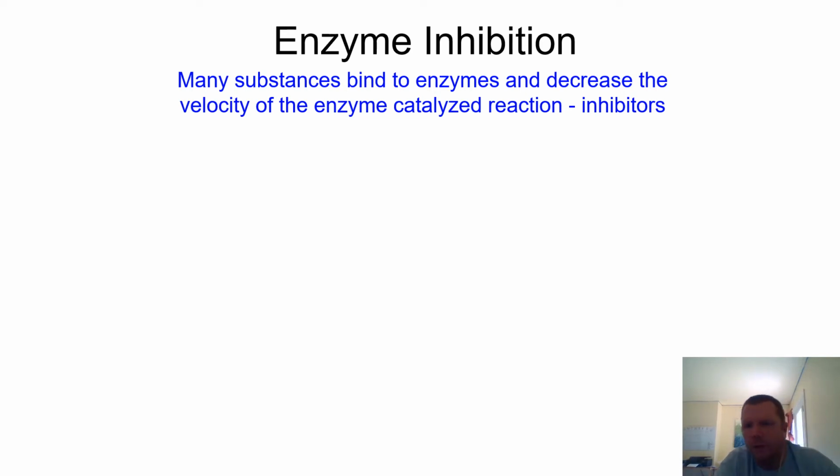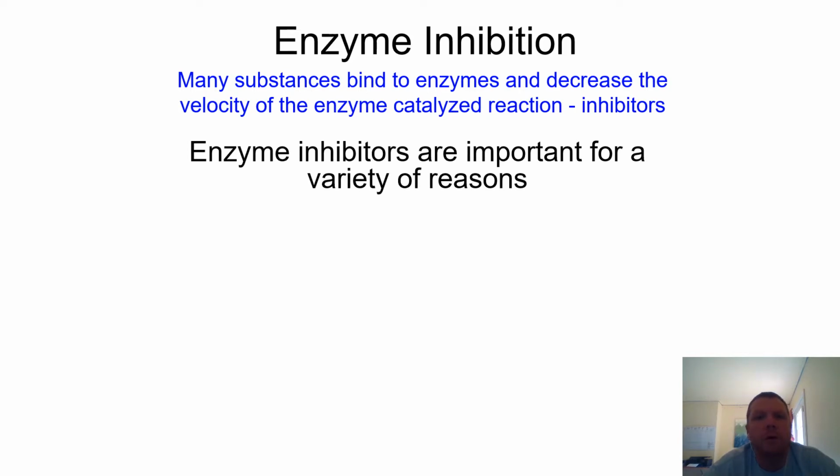All right, everybody. This is a very important topic whenever you talk about an enzyme, and that topic is enzyme inhibition. As a little bit of preface, many substances bind to enzymes and decrease the velocity of the enzyme catalyzed reaction. These are known as inhibitors. Enzyme inhibitors are important for a number of different reasons.